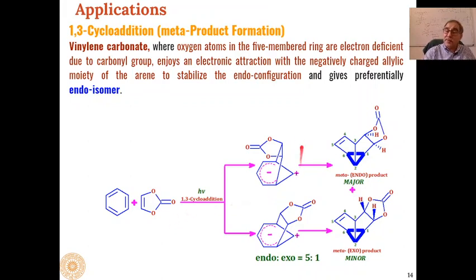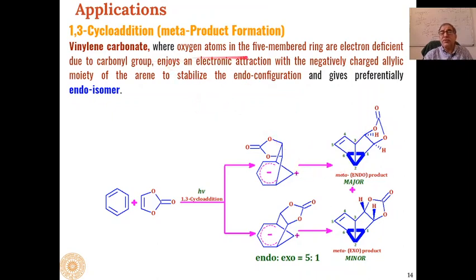So that is why here the endo product is formed, as a stable exciplex is formed in comparison to exo. Because the electron density present on these two oxygens is withdrawn by this electron withdrawing carbonyl. And because of that, here the endo product formation takes place to a greater extent in comparison to the exo product. And the ratio of endo to exo is 5:1. So that means if one molecule of exo is formed, 5 molecules of endo will be formed. So if 10% of this is formed, then 50% of this will be formed. So the endo product formation is 5 times the formation of the exo product.